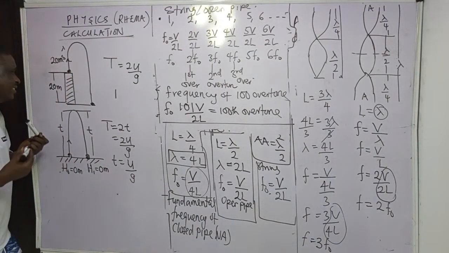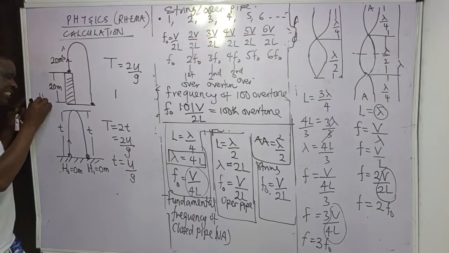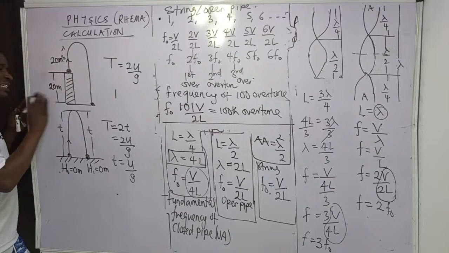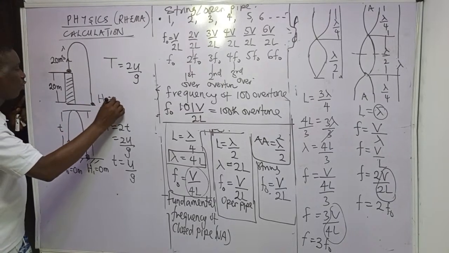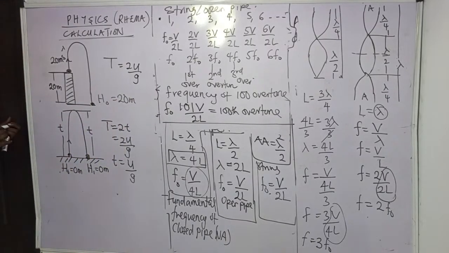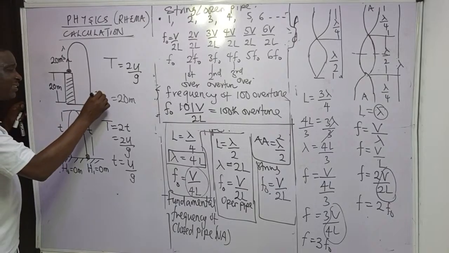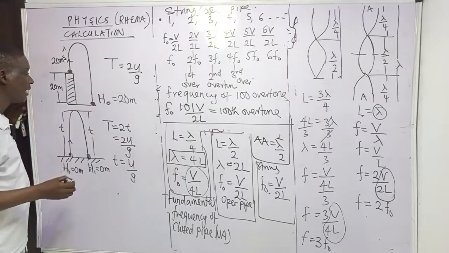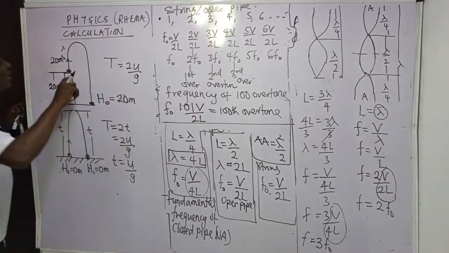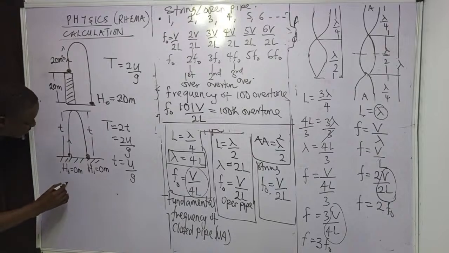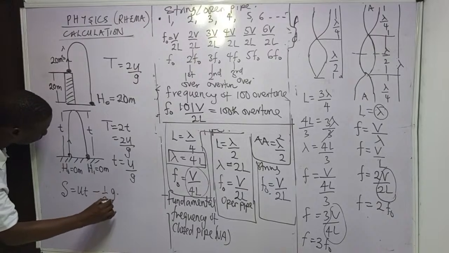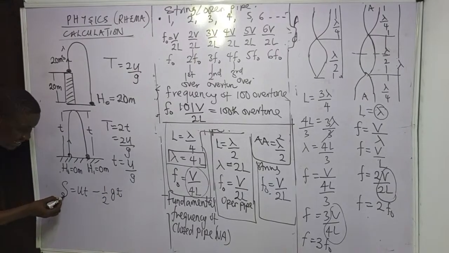Now this one is different from this. Listen very well. The body is thrown from a particular tower, so the initial height is equal to 20 meter. Then the final height is where it landed. Don't forget, there is a very important point you should know. When a body is thrown upward, it is being displaced. So S equals ut minus half gt squared. This is not distance, it's displacement.